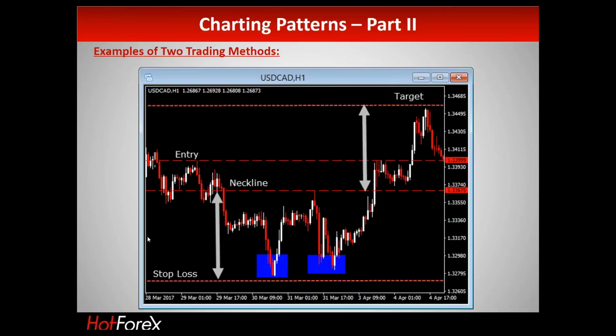So the stop loss for this second tradable way would be either in this area over here. You can see that it was hit too many times. So you could either set it below, over here, or even closer, here.